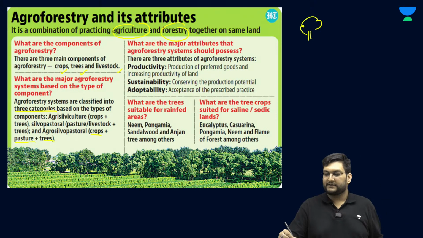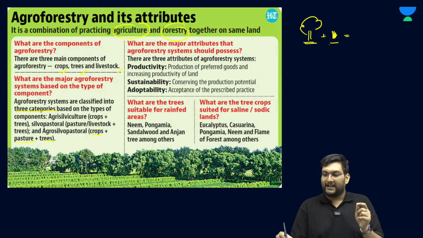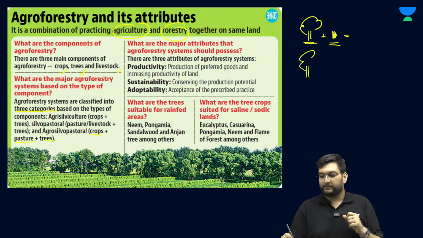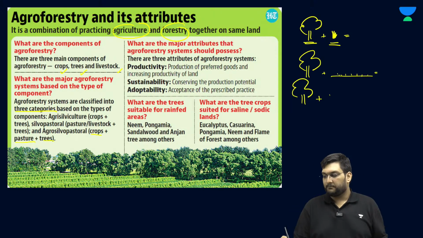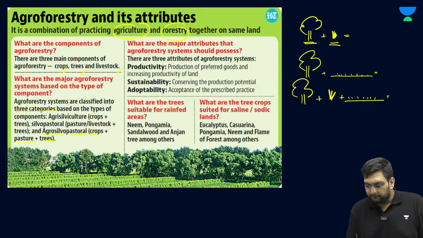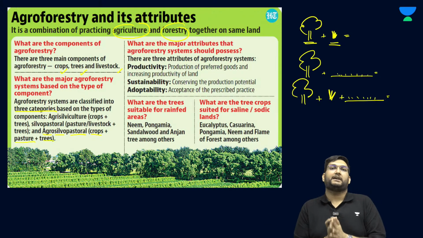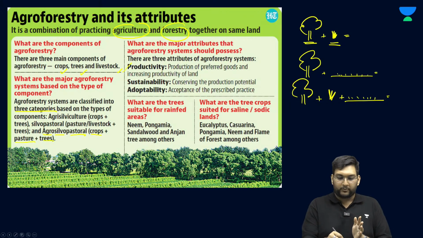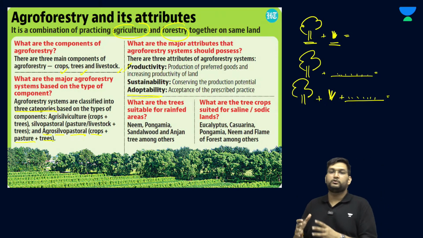Basically, if it is tree plus crop, it is agri-silviculture, silvi and agri. Thereafter, if it is trees plus pastures for grazing, then it is silvopastoral. And if you have forest plus crop plus grazing land or pastoral, it is all three, agro-silvo-pastoral. It is quite self-explanatory. Break it down and you will automatically understand it. And for agroforestry, there are three basic attributes which are taken into consideration: productivity should increase, sustainability of the land itself, and it can adapt to the practices which are there.